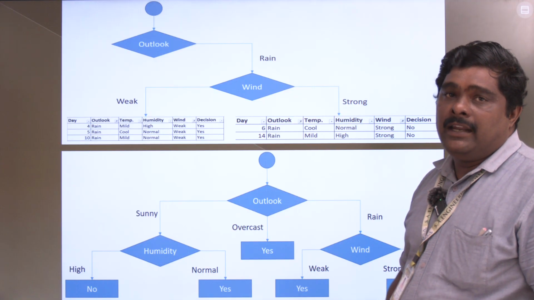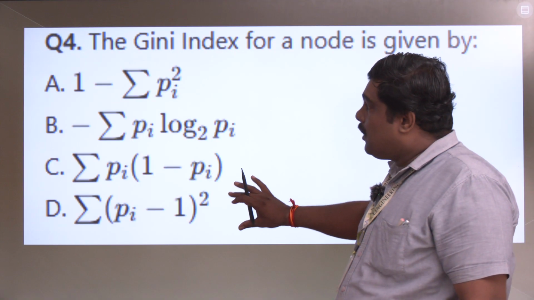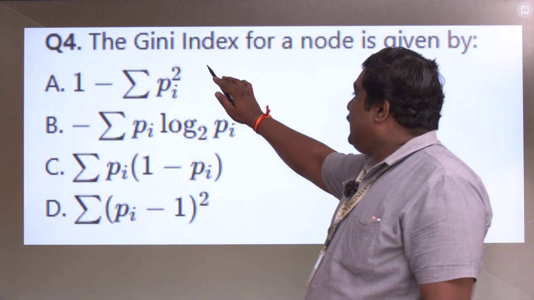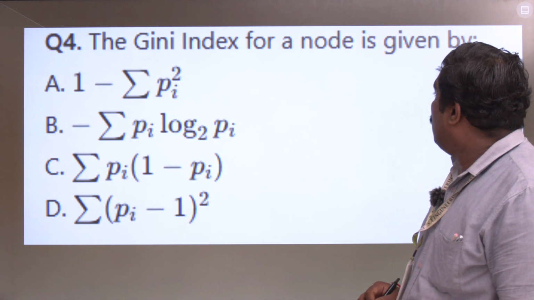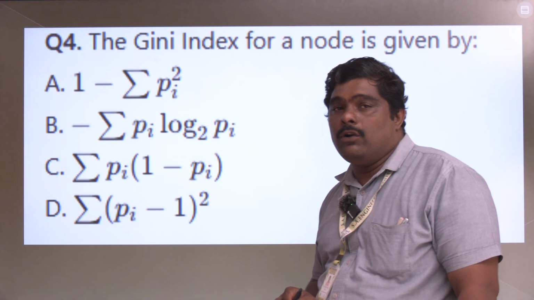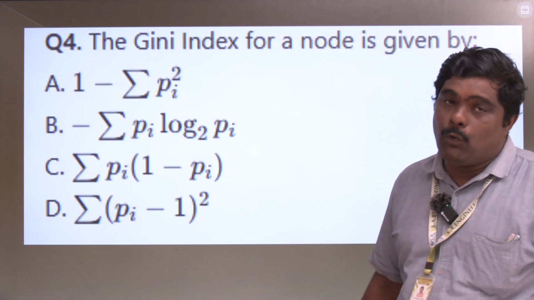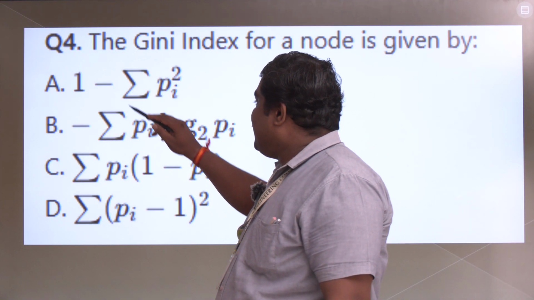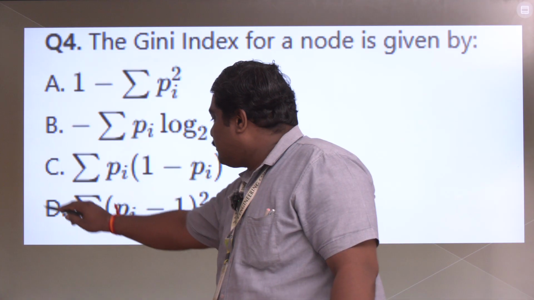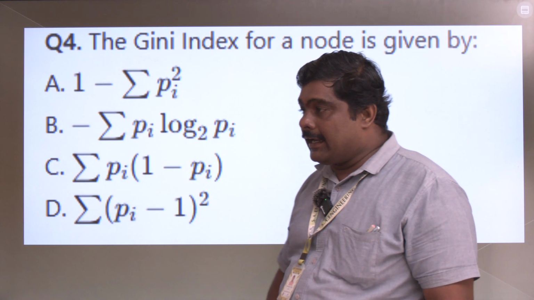Let's see some of the GATE example questions in the CART algorithm. For example, if you want to calculate the Gini index for a node. We already studied how to calculate the Gini index. The formula is 1 minus summation of pi whole square. We already studied the formula directly.